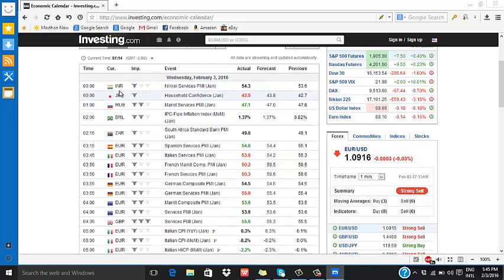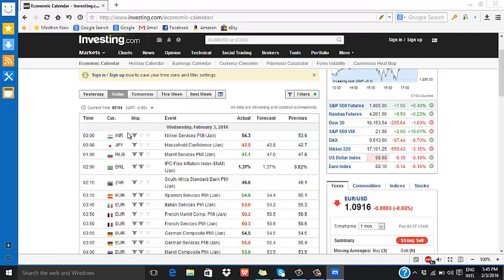Here we can see that currently the Indian market Nikkei Services PMI has been announced. The actual figure announced is 54.3, and for the previous period the figure was 53.6. That shows there has been an improvement in PMI data. Like this, various parameters are announced every day by various countries. These are the announcements that are expected in various countries today.